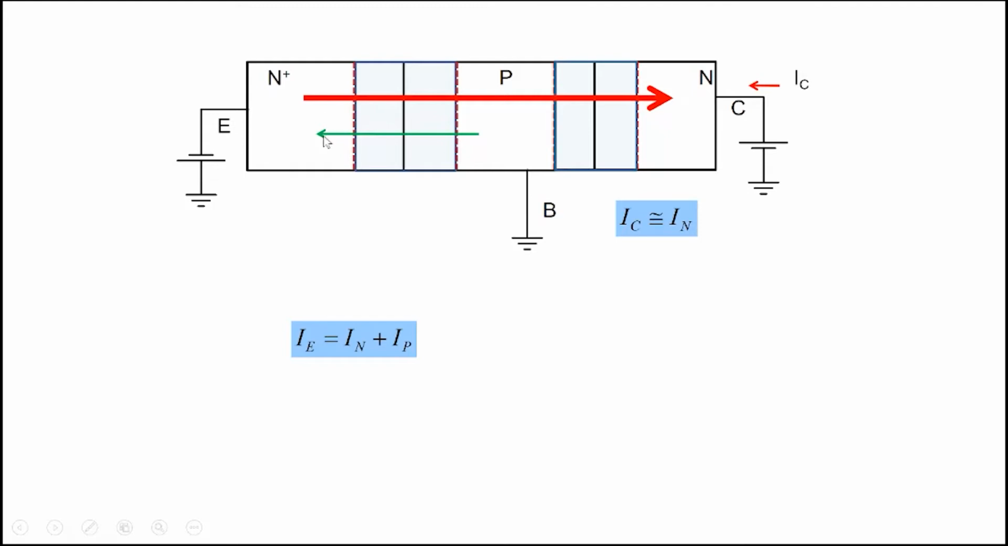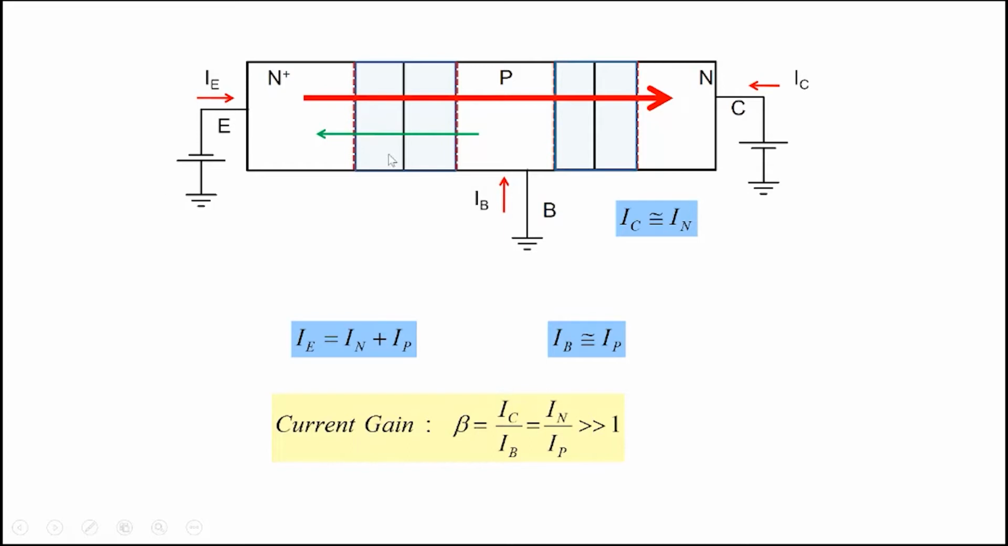Emitter current is made up of these two components here. Emitter current is electrons and holes here, IE equal to IN plus IP. And base current, the current that comes in from here, note that the base current, the holes are being injected from P to N. So the purpose of the base current is to supply these holes here. So the base current is IB equal to IP. And you can verify that Kirchhoff's current law is satisfied for IE, IB, and IC.